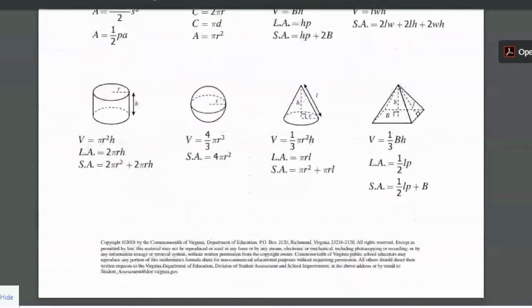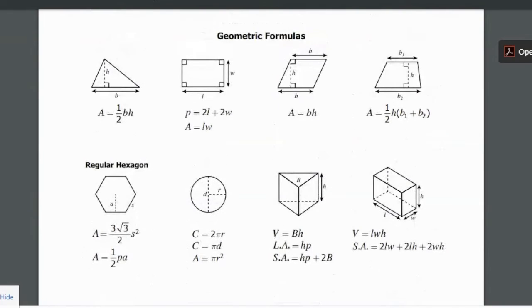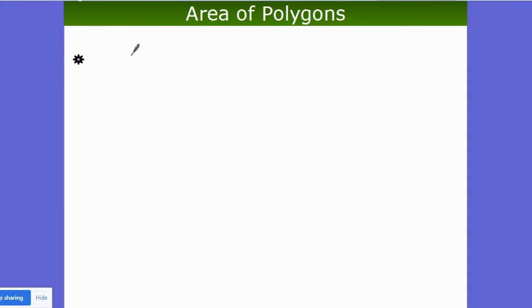I have also a link to it on our online classroom, but I just want you to be aware that almost all of them are there. Almost. But let's go back to our presentation chart. So here are some of these formulas that you need to know.